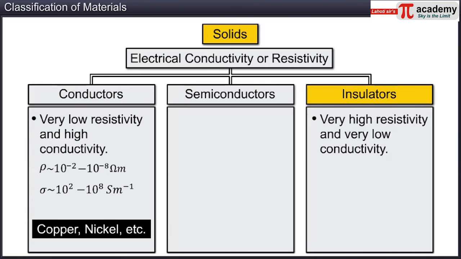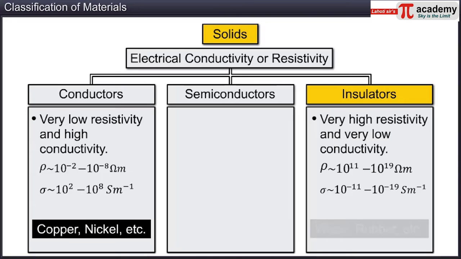Some examples of conductors are copper, nickel, etc. Insulators have very high resistivity and very low conductivity. Their resistivity ranges between 10 raised to the power 11 to 10 raised to the power 19 ohm meter. Their conductivity is in the range of 10 raised to the power minus 11 to 10 raised to the power minus 19 Siemens per meter. Some examples of insulators are wood, rubber, etc.